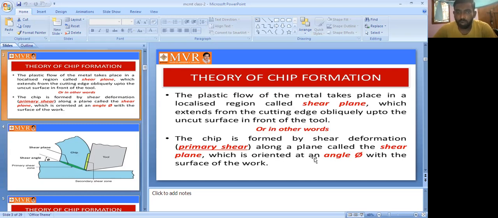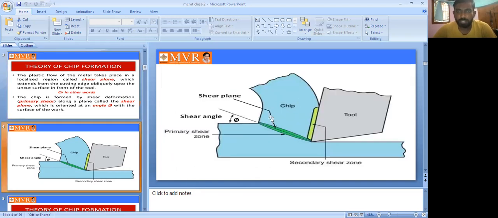Along a plane called the shear plane, which is oriented at an angle phi with the surface of the work, the chip is formed by shear deformation. This angle is known as the shear angle. This is the block diagram of the shear plane.